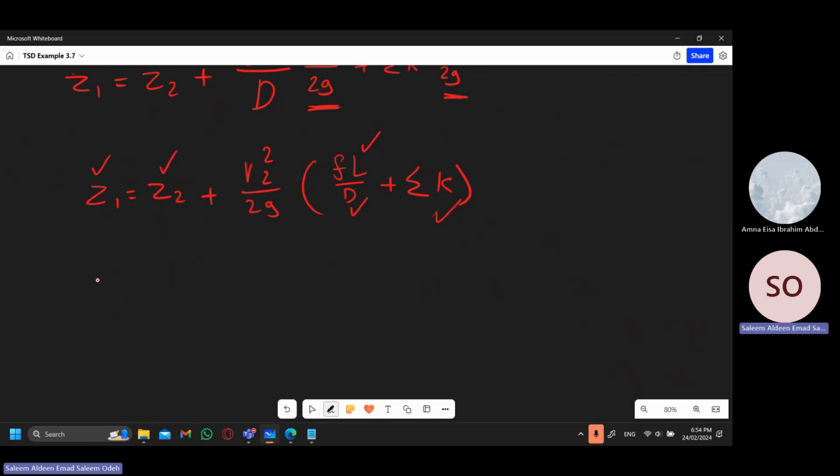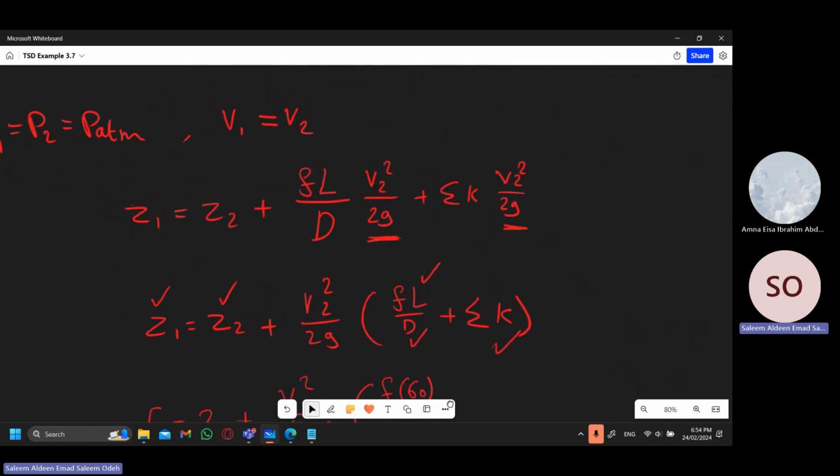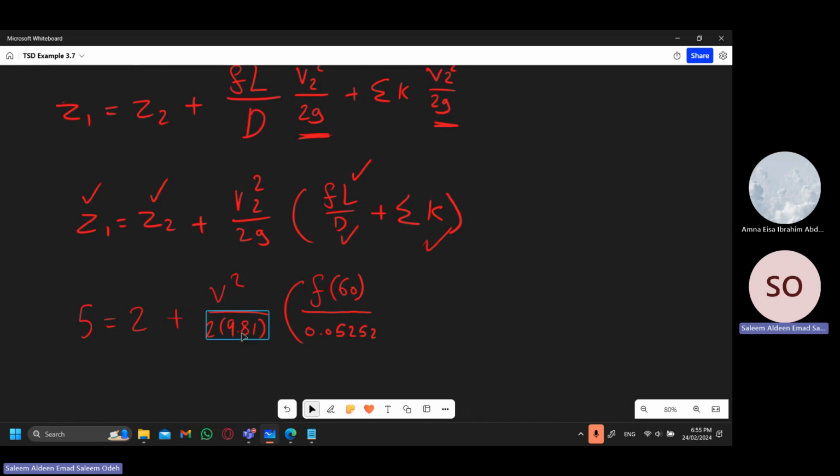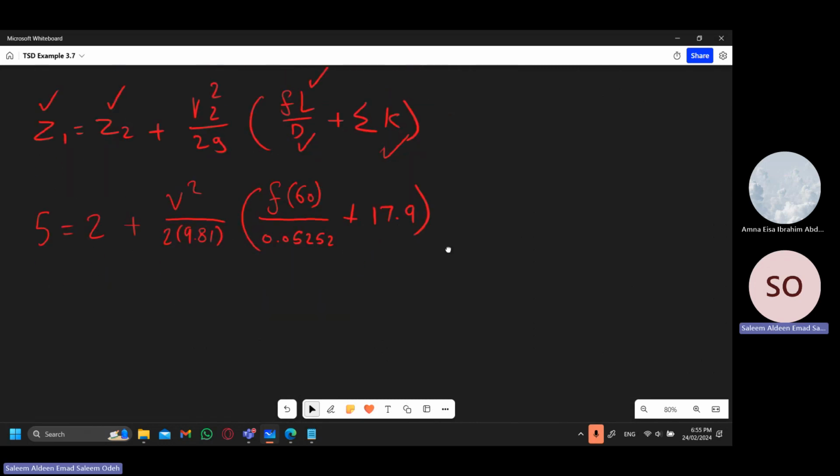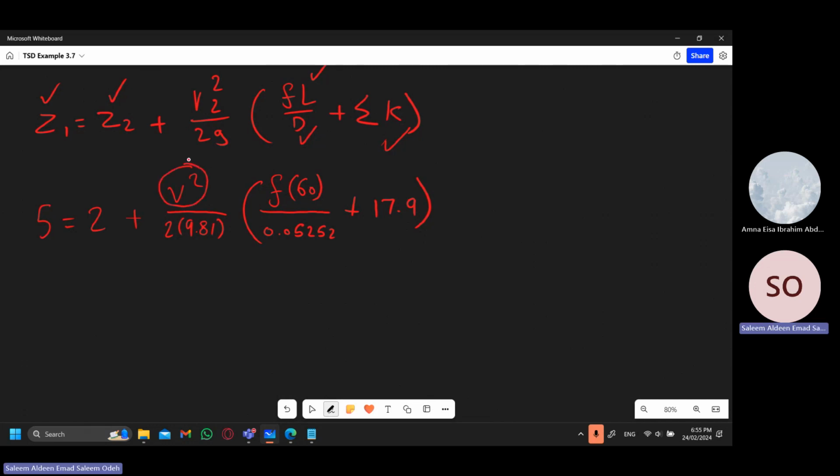The value for Z1 was 5 meters. Z2 was 2 meters. V squared. Now we could drop the use of V2 since we only have one type of velocity. 2 multiplied by 9.81, into the friction factor multiplied with 60 over the diameter. Now make sure that you use the diameter in meters, not centimeters, since the length is in meters and the gravity is in meters per second squared, plus the summation of K, which is 17.9. Now we will rearrange this equation, as I said earlier, to help us find the velocity.